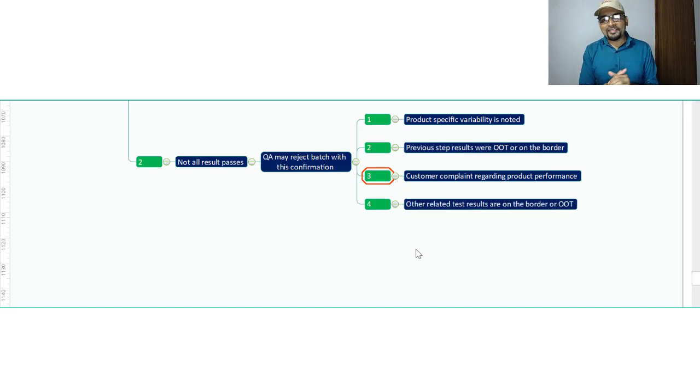And the last but not the least, the other related test results are on the border or OOT. Like for example, if your dissolution is failing, right? But if you look at the content uniformity data, if you look at the assay, they are not great results. They are on the lower side, and that could be the reason your dissolution is far lower and getting away from the specification. So I think QA has to take a comprehensive look at the data and then take a very informed decision based on all the signals, and then decide on either releasing the batch or rejecting the batch. It is a very tough time in case no root cause is identified for the given OOS.